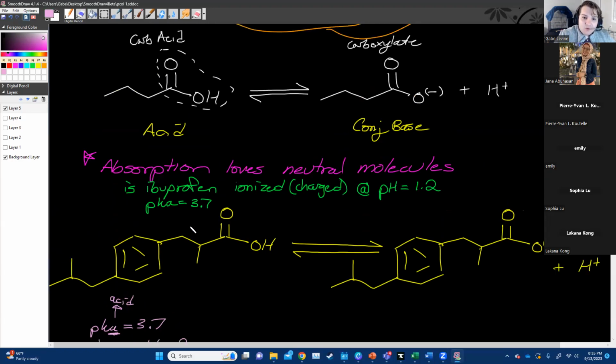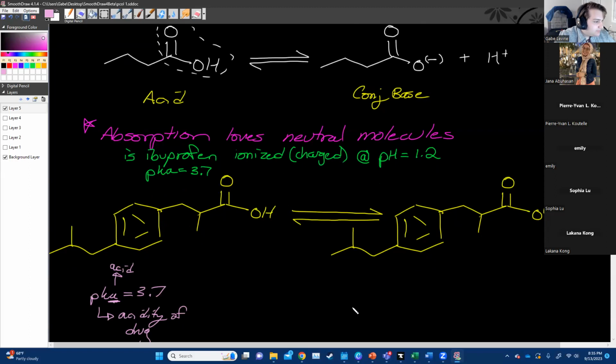So looking at the two different forms of ibuprofen, we have the unprotonated form on the left and the protonated form on the right. Remember that the job of an acid is to donate a proton to something else. So is the unprotonated form or the protonated form the acid? Which one is the acid?